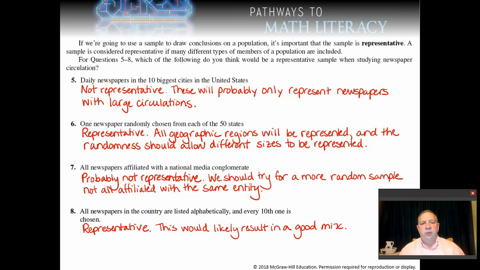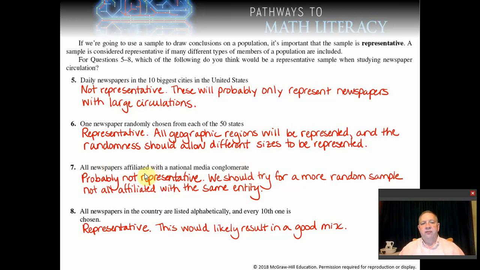One newspaper randomly chosen from each of the 50 states. That would be a good representative as far as geographic regions would be represented. I would want more than one newspaper from each of the 50. I would take 50 and maybe select 15 or 20 from each one of those states.